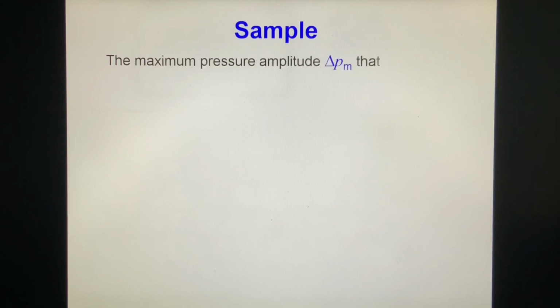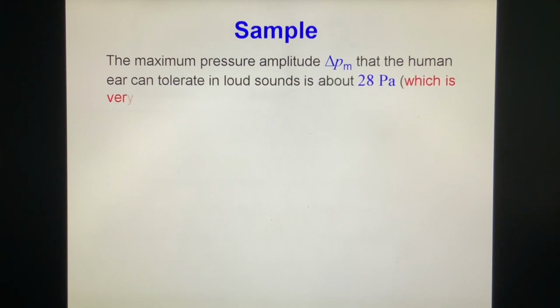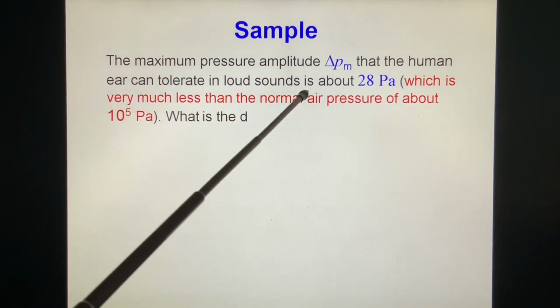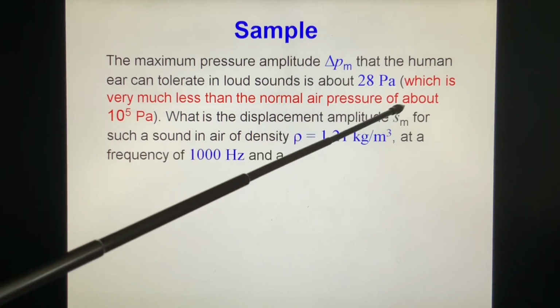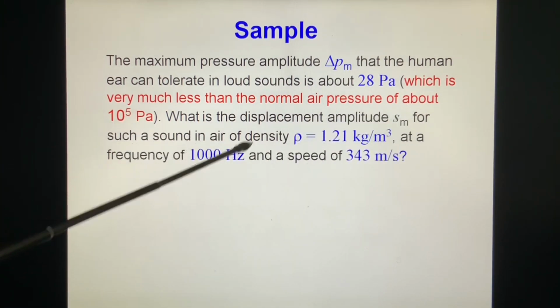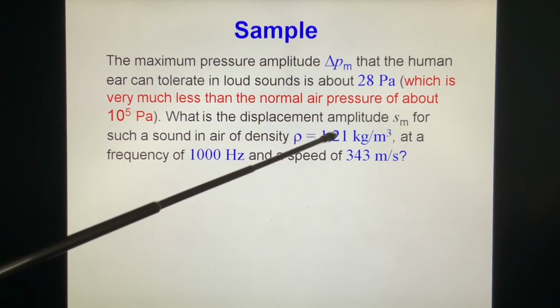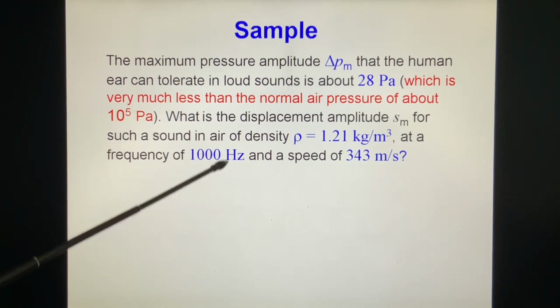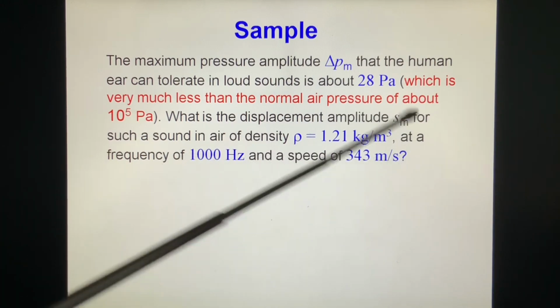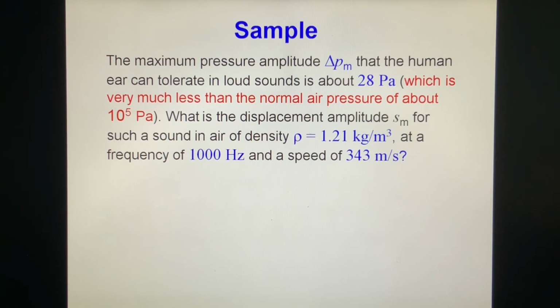The maximum pressure amplitude delta Pm that the human ear can tolerate in loud sounds is about 28 Pascal, which is very much less than the normal air pressure of about 1 atmosphere, 10^5 Pascal. What is the displacement amplitude Sm for such a sound in air of density rho 1.21 kilogram per cubic meter, at a frequency of 1000 Hertz and a speed of 343 meters per second? This is a very simple one, just plug in the numbers.